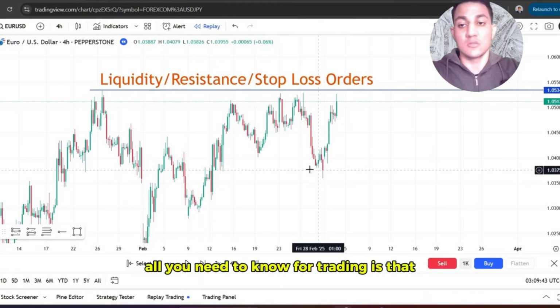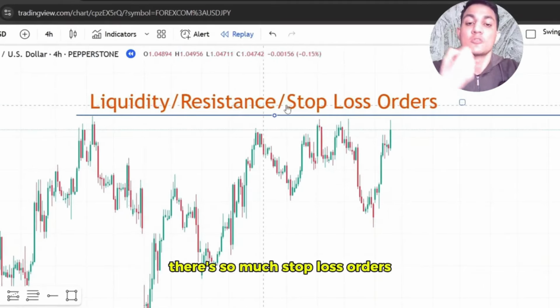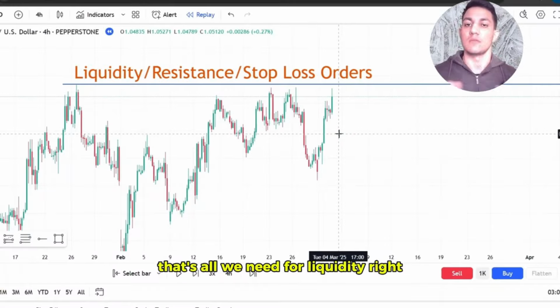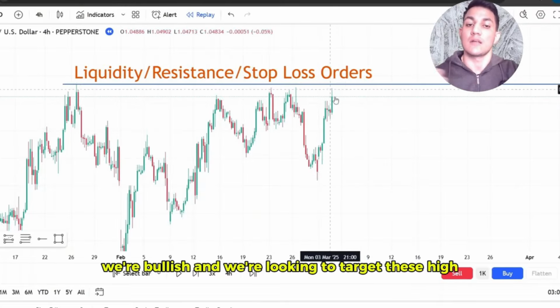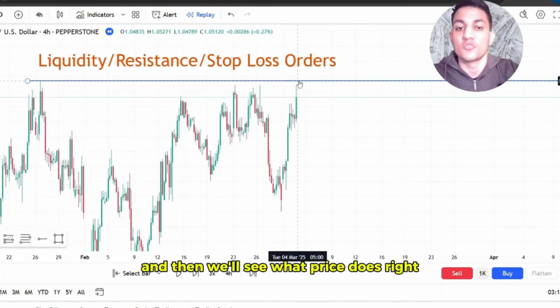But anyway, all you need to know for trading is that at these highs here, there is so much liquidity, so many stop loss orders, and the market is going to move for this, right? That's all we need for liquidity. All liquidity does is give us the direction of the market. So hopefully, clearly, we're bullish and we're looking to target these highs. So we're going to look for longs on euro dollar until we take out this high, and then we'll see what price does.